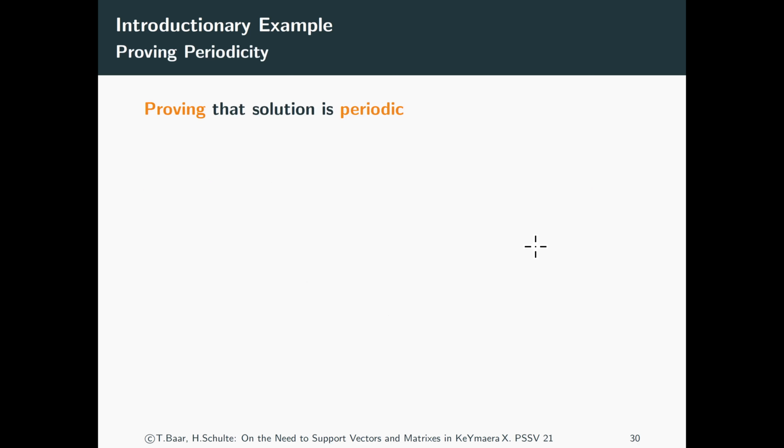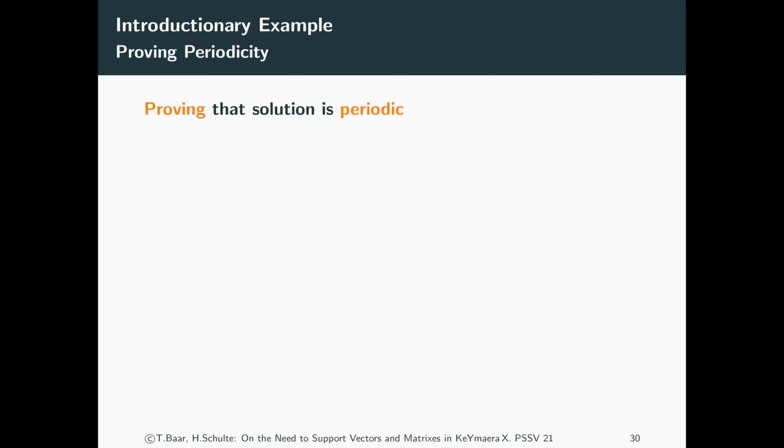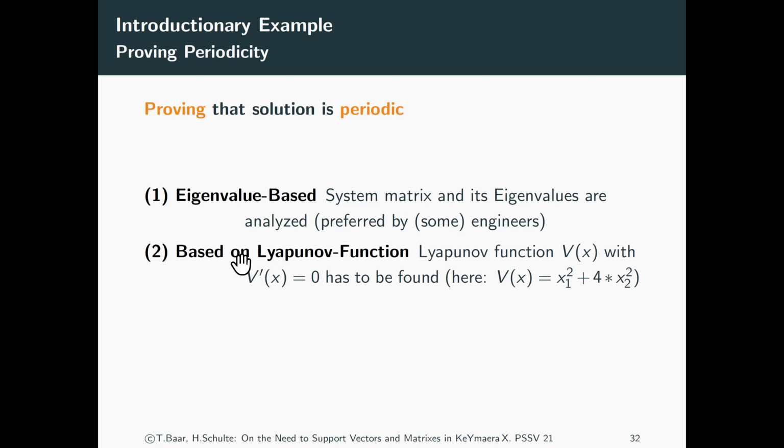I mean, it might be a surprise that this solution is periodic, and how would we prove it, or how would engineers like Horst prove it? There are two techniques. One is you can have a look at the system matrix and at the eigenvalues of this matrix. Depending on this, you can argue that this linear system has to be periodic. Or you can also have a Lyapunov function as an argument. You say, okay, you have to find a Lyapunov function whose derivative is 0 at all times. And if you have this, then you can also argue that this solution is periodic. And here, for this case, the Lyapunov function would look like this. Okay.